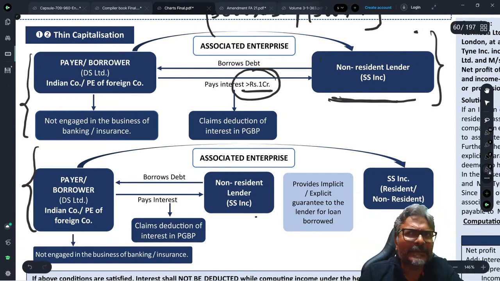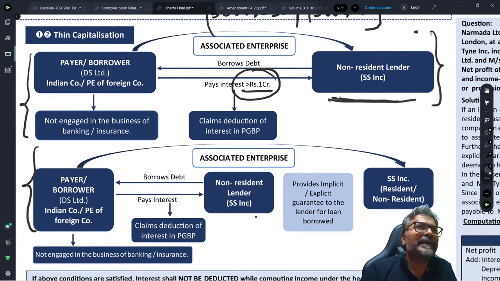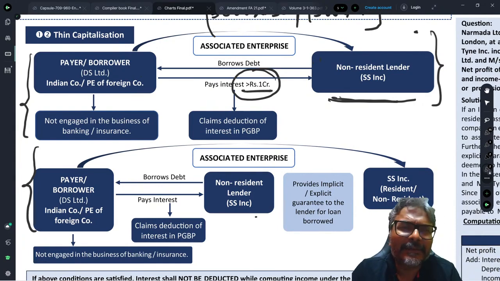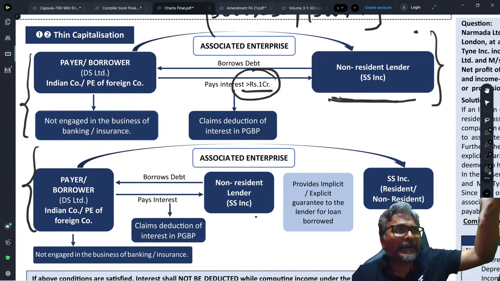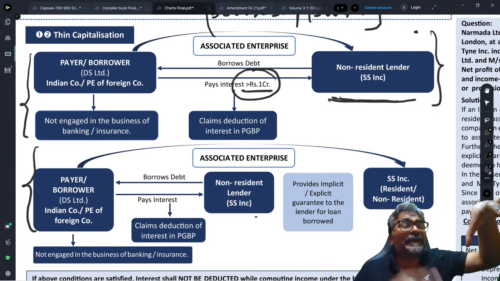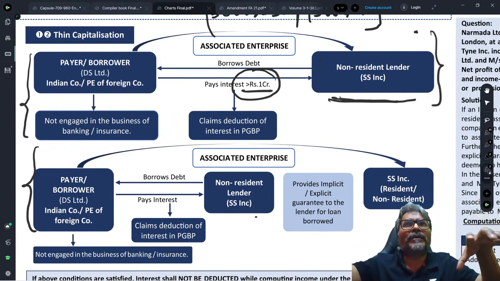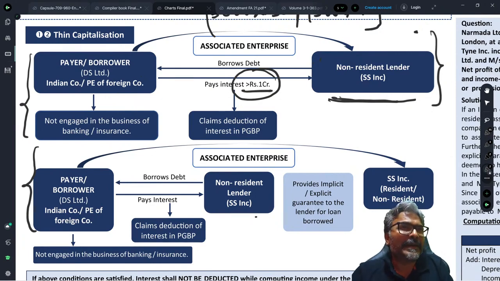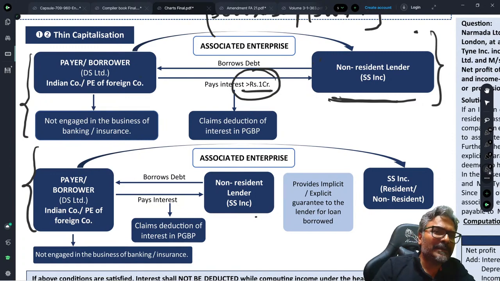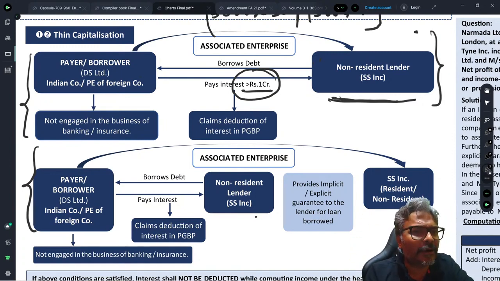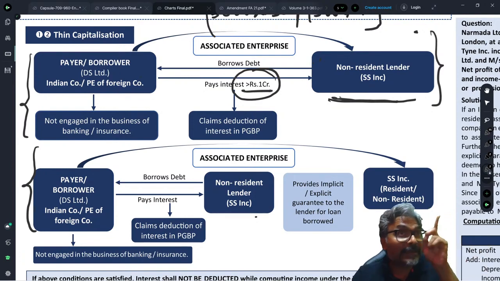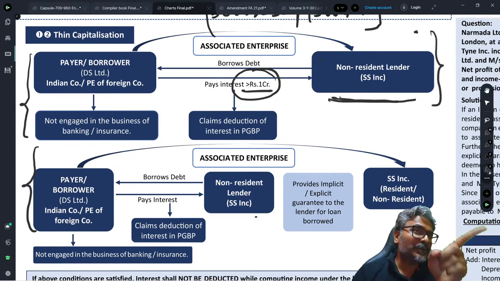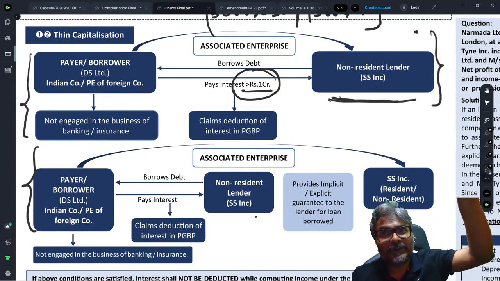Point number two. Here in this case, the loan has not been taken directly from the non-resident AE, but the loan has been taken from a third party. But this loan has been guaranteed by the non-resident AE. So either this or this, one of the two situations should arise. But the common thing is that the interest they are paying is for more than rupees 1 crore. In that case, students, the interest which is paid in excess of rupees 1 crore, then what happens?